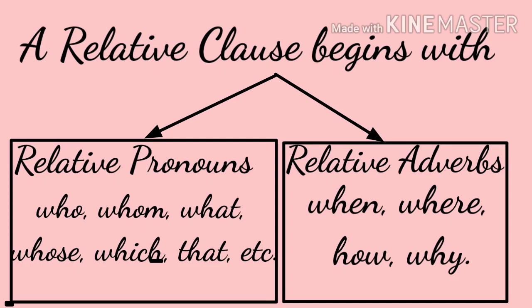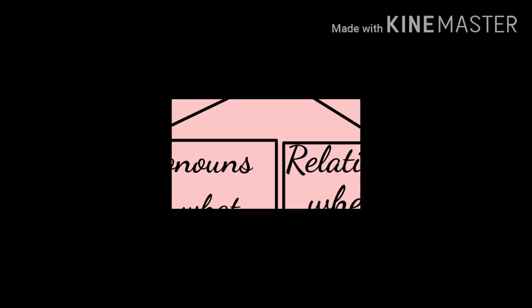र शब्द जस्तै who, whom, what, whose, which, that लाई हामी relative pronoun भन्छौं. र शब्द जस्तै when, where, how, why आदिलाई हामी relative adverb भन्छौं. र यस्ता शब्दहरू जस्तै who, whom, what, whose, which, that, when, where, how, why यी शब्दहरूबाट सुरु भएको clause लाई हामी relative clause अथवा adjective clause भन्छौं.